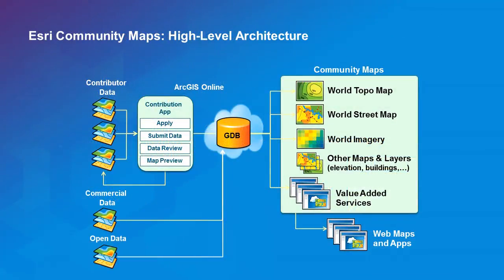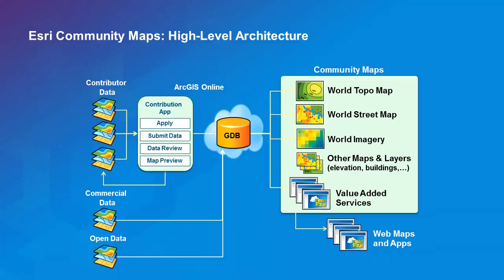Behind the scenes, what's happening is logically this. If starting from the left, where you see contributor data, imagine that data is things like parcels or buildings or streets. A user can use our contributor app to apply to join. So they can say, I'm the city of Riverside. I'll keep using that example.